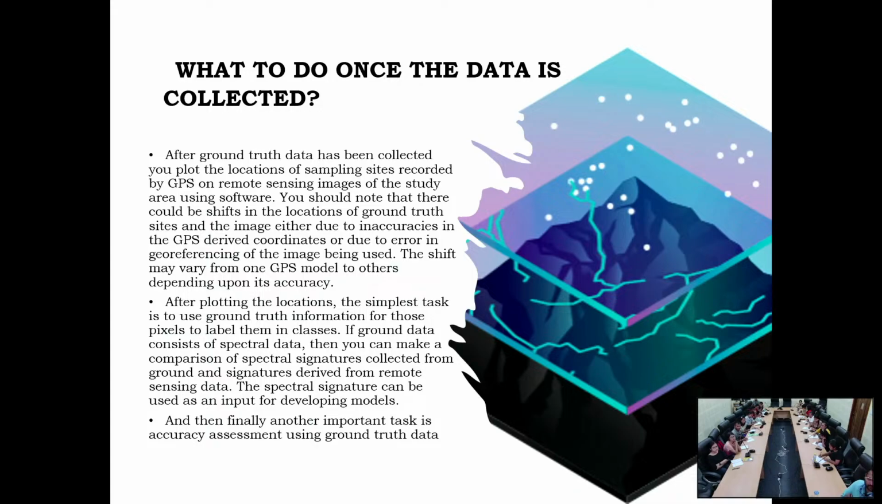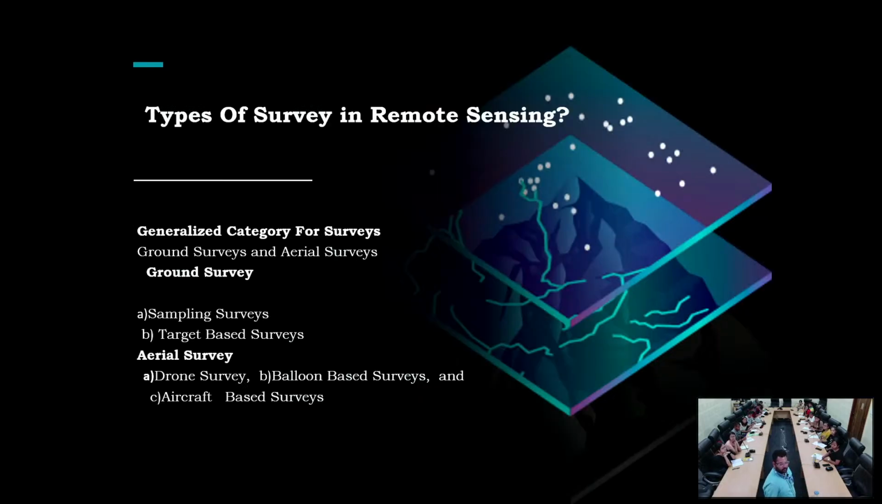After plotting the location, the simplest task is to use ground truth information for those pixels to label them in classes, like accuracy assessment. So accuracy assessment and all these things we are doing with that. If you are collecting spectral signatures, then you correlate them with ground data and then satellite data. These are the basic things we are doing with the data.